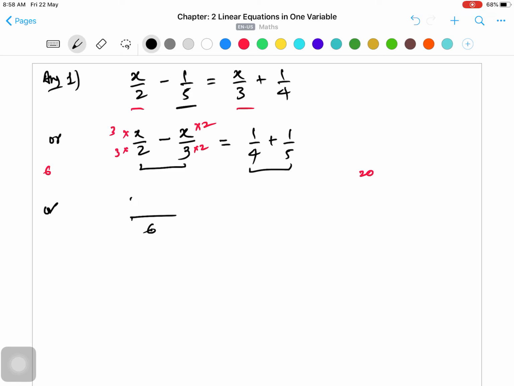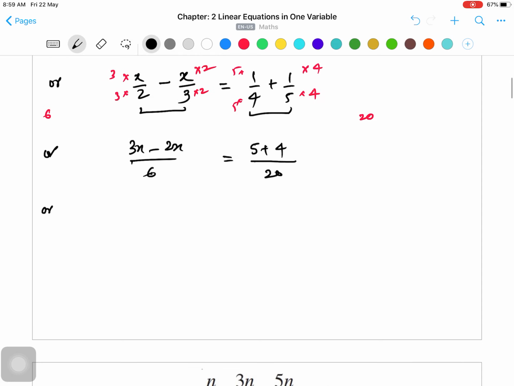So this will be 3x minus 2x equals, similarly we write the common base, which is 20. In order to make 20, we need to multiply 5 here, so we also multiply 5 in the numerator, and we need to multiply 4 here, so we also multiply 4 in the numerator. So the number will be 5 plus 4. Whatever I'm writing with the red pen, you don't need to write in your notebook when you write the solution. That's just for your explanation. You only write with the black ink.